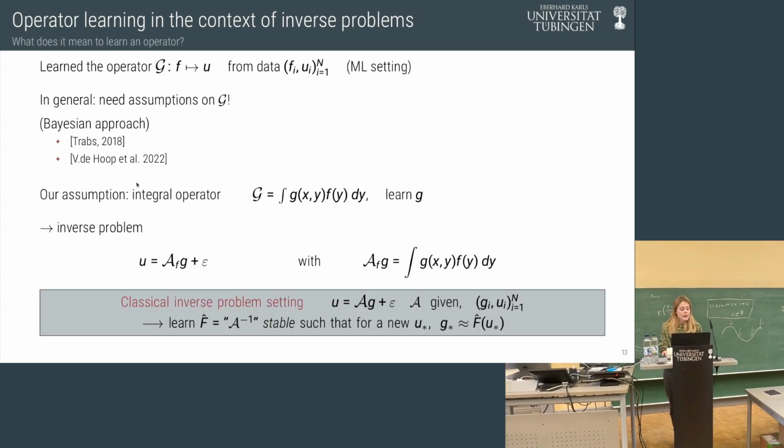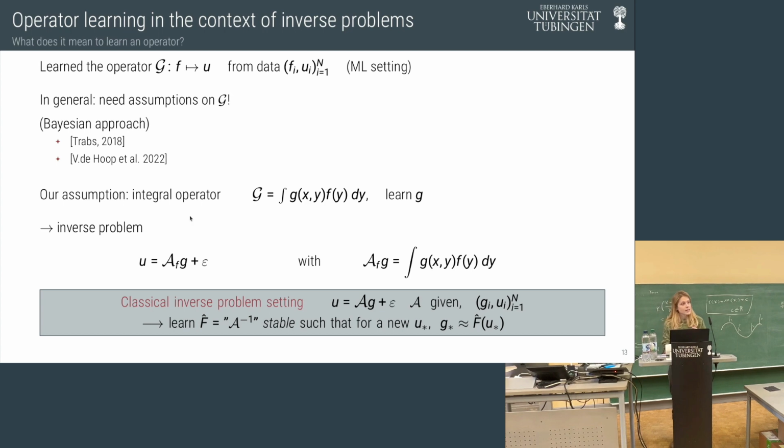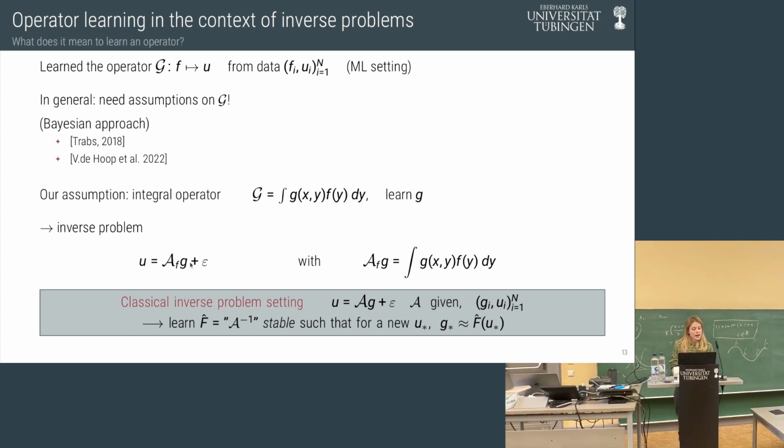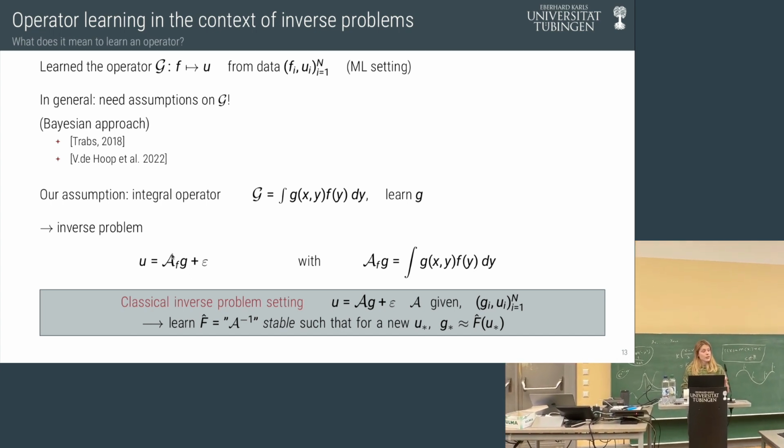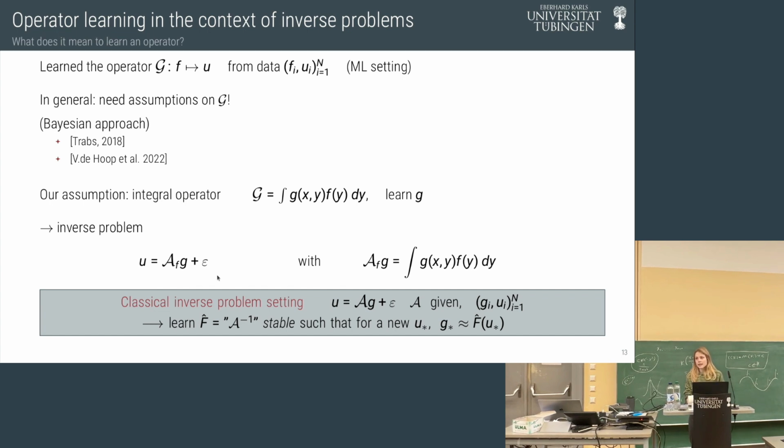And then we recast this problem in the language of inverse problems, because we wrote it in a way where the problem was learning a function given this operator A. And this is what you do in the classical inverse problem setting, where you have observations on U and G, and A is given in this slide. So what you want to do is learn to invert this operator in a stable way, such that for a new point U, I have the new approximation G.